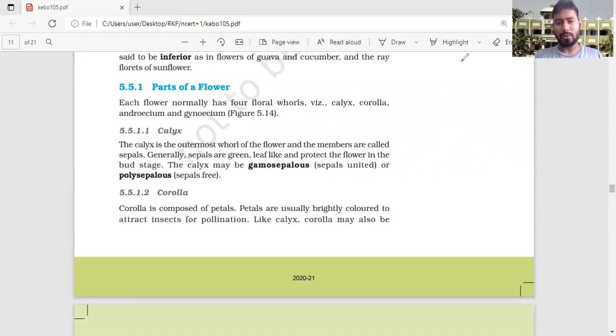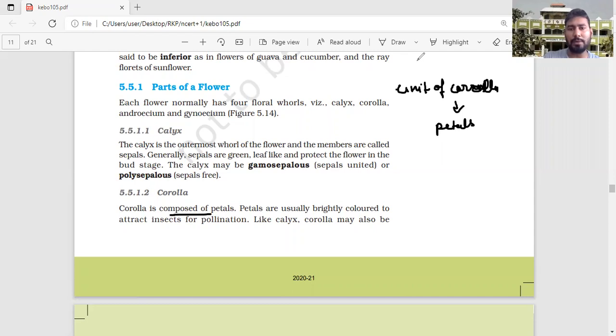Another one is the corolla. Corolla is composed of the petals. The unit of corolla is the petals. Clear? So this is the unit of corolla. Let's look at the next.